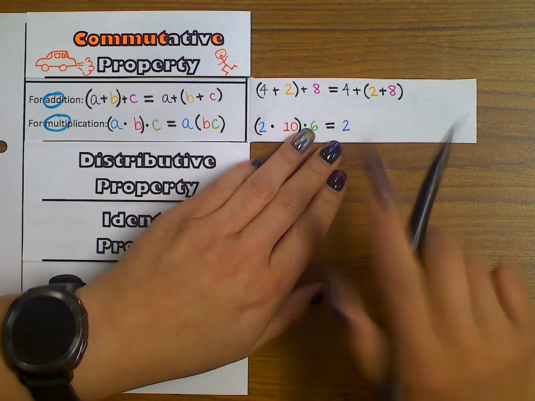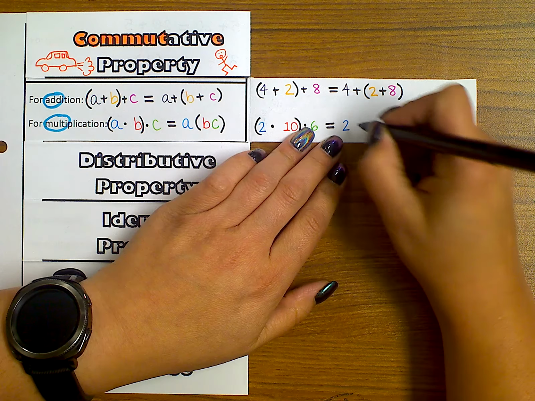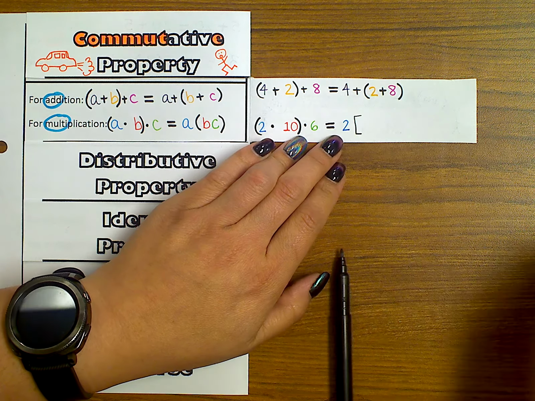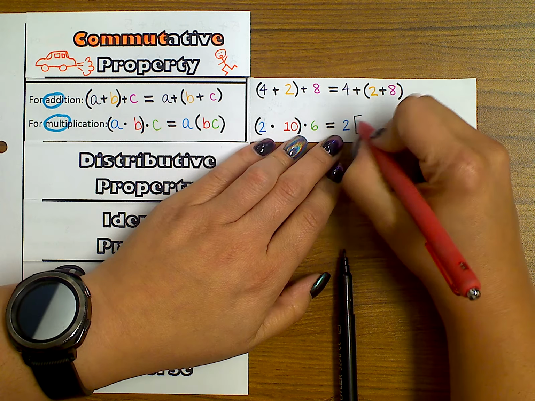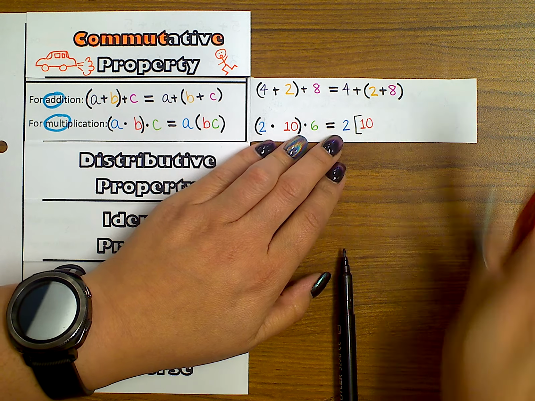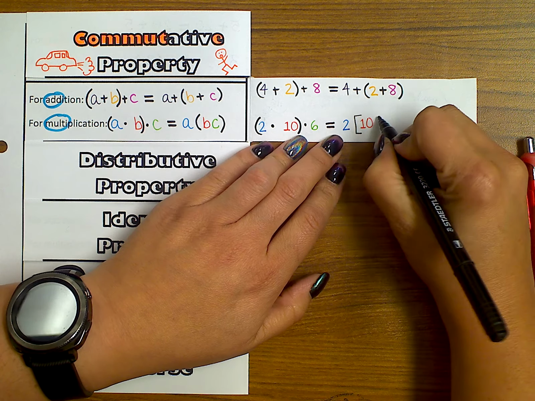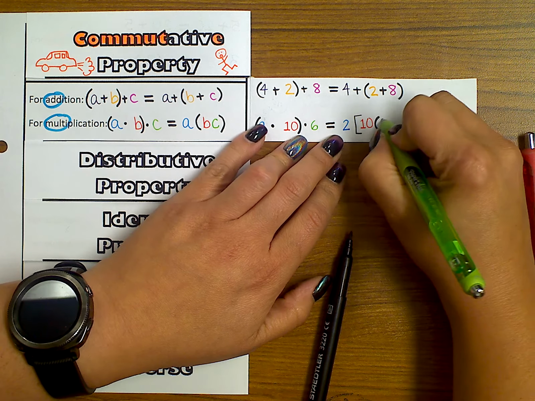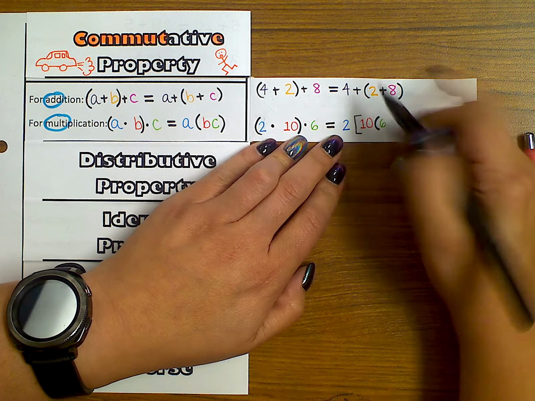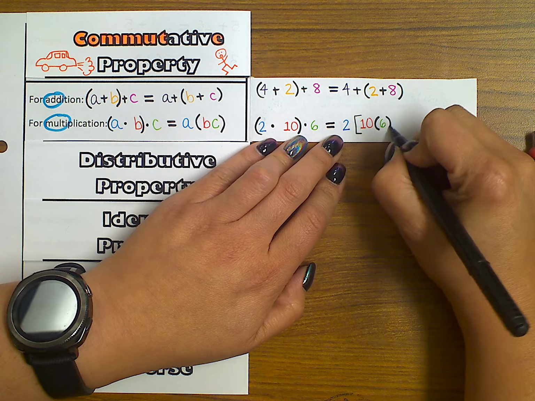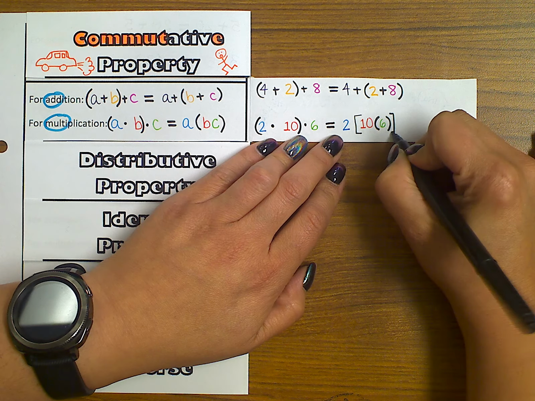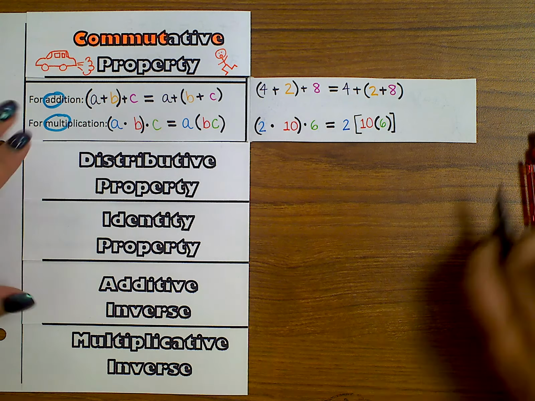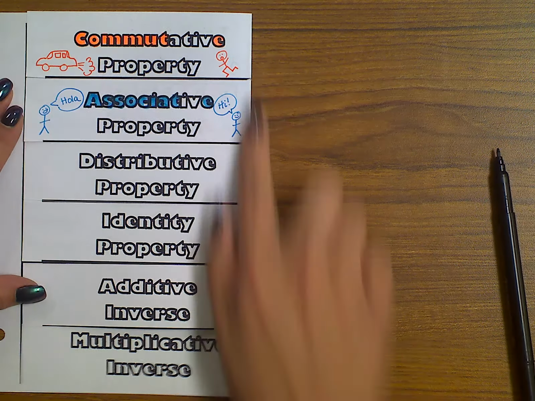So we have 2, and then I'm going to use a different grouping symbol, like a bracket here, because I'm going to say 2 times 10, and I'm going to use parentheses instead of the dot. 6. Which will still give me the product of 120. So let's go ahead and close that up.